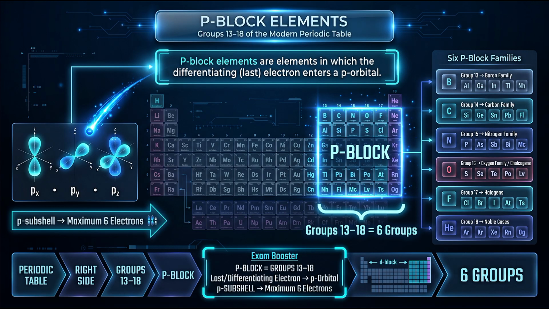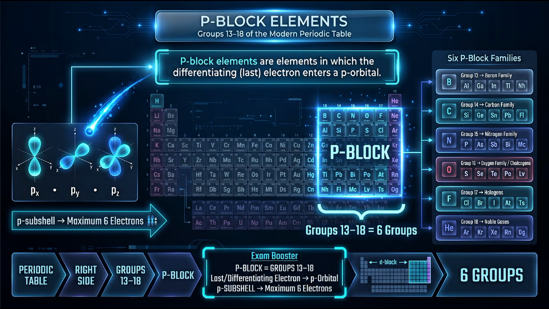The 3 p orbitals are conventionally represented as px, py, and pz. These 3 orbitals have the same general dumbbell shape but are oriented in different directions in space. The px orbital is oriented along the x-axis, the py orbital along the y-axis, and the pz orbital along the z-axis. Since each orbital can accommodate 2 electrons with opposite spins, the total capacity of the p subshell is 6 electrons. This simple fact is extremely important because it explains why the p-block extends across 6 groups, from group 13 to group 18.